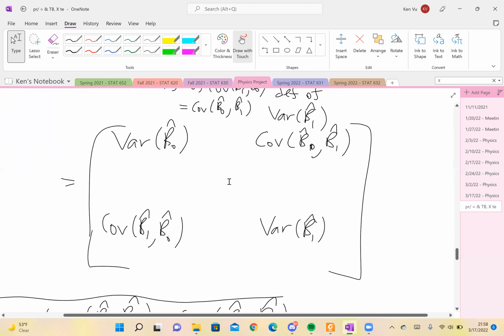Thus, you have pretty much proven that the variance of beta hat is equal to this 2x2 matrix, where you have the variance of beta 0 hat, covariance of beta 0 hat and beta 1 hat, and then the covariance of beta 1 hat and beta 0 hat, as well as the variance of beta 1 hat.